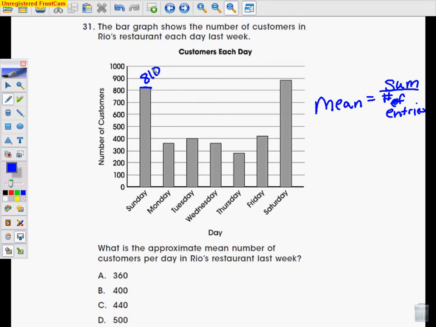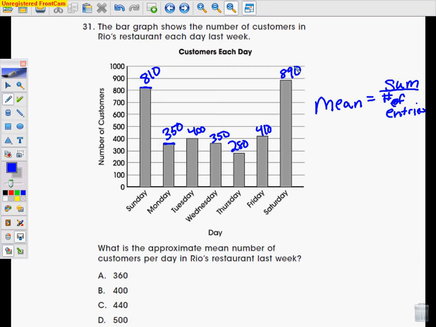Monday, it looks like it's somewhere between 300 and 400. So let's go ahead and do 350. Tuesday, it looks like it's exactly at 400. Wednesday, it looks like it's at 350 again. Thursday, looks like we're a little below 300. I'm going to go ahead and say that we're at like 280 or something. Okay. Friday, we're a little above 400, so let's go 410. And Saturday, we are a little below 900, so let's say about 890.